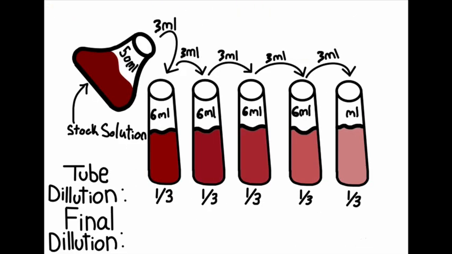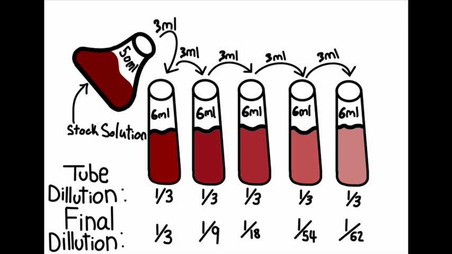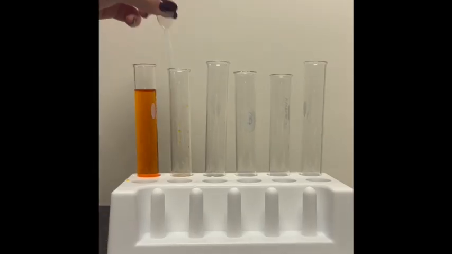Tube dilution is essentially the same thing, however this time the numbers are different. This means that now there's a different concentration in each tube. This time 3 milliliters of the stock solution goes into that diluent, and so on and so forth, creating a 3-fold dilution. Next is the final dilution. The final dilution is the concentration from the original stock solution. So here we can see that it's going by a factor of 3, meaning that the concentration of the stock solution is getting weaker.